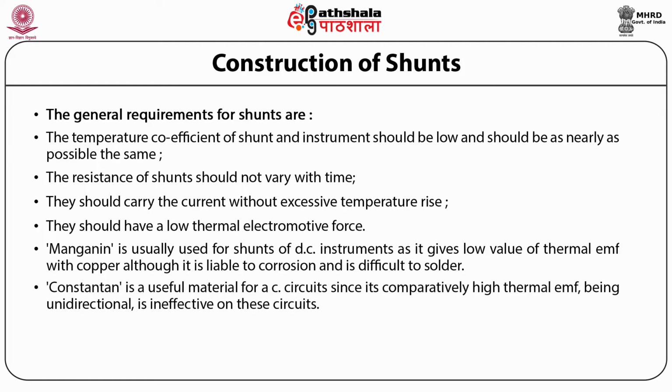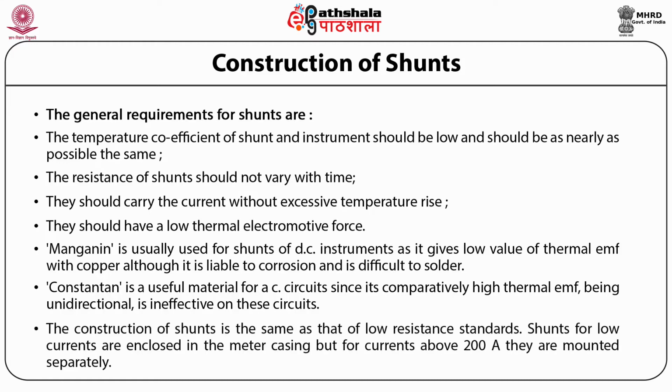Constantan is a useful material for AC circuits since its comparatively high thermal EMF, being unidirectional, is ineffective on these circuits. The construction of shunts is the same as that of low resistance standards. Shunts for low currents are enclosed in the meter casing, but for currents above 200 amperes, they are mounted separately.